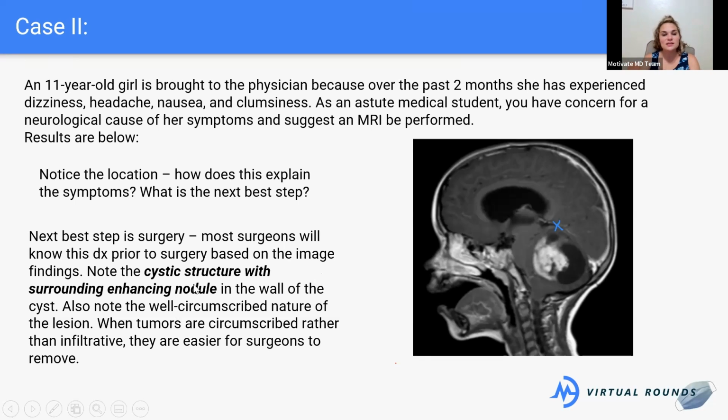Okay, note the cystic structure with surrounding enhancing nodules. So I think it was Ainsley that pointed out, what is this dark stuff? So in this specific brain tumor, we've got the actual tumor itself, and then around it, we've got a cyst that's filled with fluid. This is very characteristic of a specific brain tumor in children. So when we did the pathology, it comes back as pilocytic astrocytoma. This is the common imaging that you will see: the cystic structure surrounding the nodule in this brain tumor.